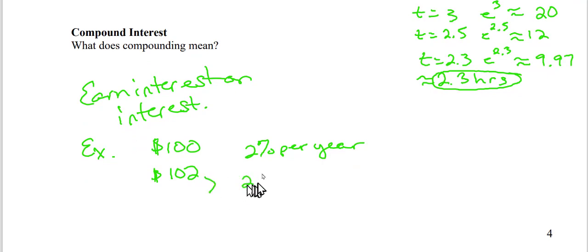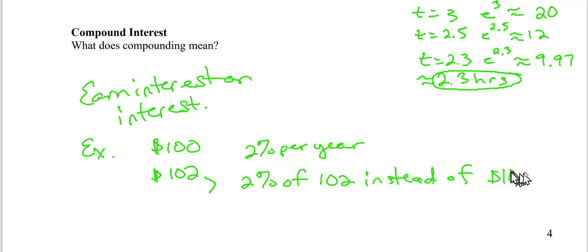Now, if you do 2% of the 102 instead of just the $100 that you started with, so you earn interest on your interest, you get 102 with that 2% is $104.04. So instead of just earning $2 like you did in the first year, the second year you earn $2.04.